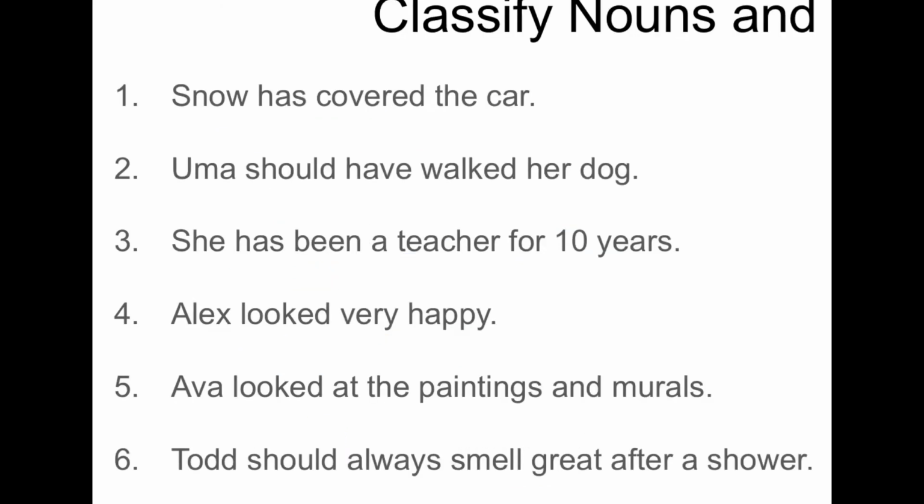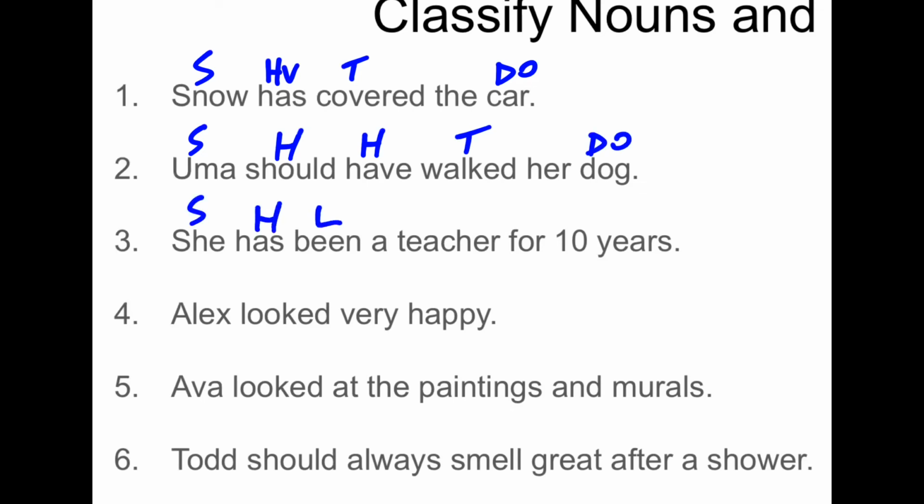Let's try a few more. We have a subject. Now we're adding helping verbs. Here it's still, well, this time cover the car is a transitive action verb, car being the direct object. Uma should have walked her dog. A couple of helping verbs there. She has been a teacher for 10 years. The only difference here is we included the helping verb has, which changed the form of the linking verb.